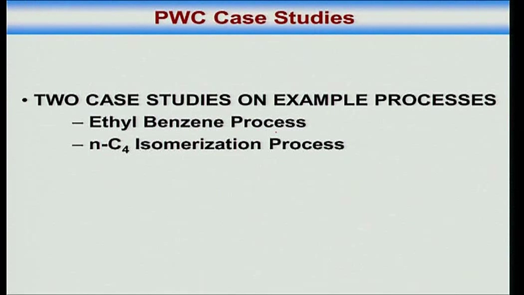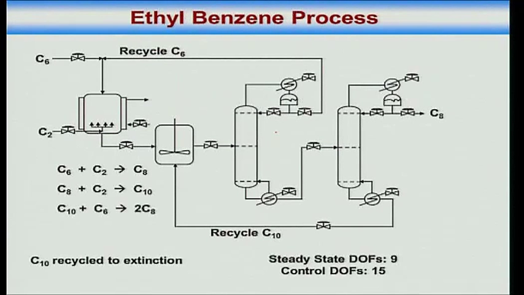Two case studies. So here, benzene plus ethylene alkylation gives you ethyl benzene. Polymerization of ethyl benzene gives styrene, which is a polymer. The ethyl benzene further alkylates with ethylene to give diethyl benzene, C10. And what you do is, C10 reacts with C6: diethyl benzene reacts with benzene to give 2 moles of ethyl benzene.